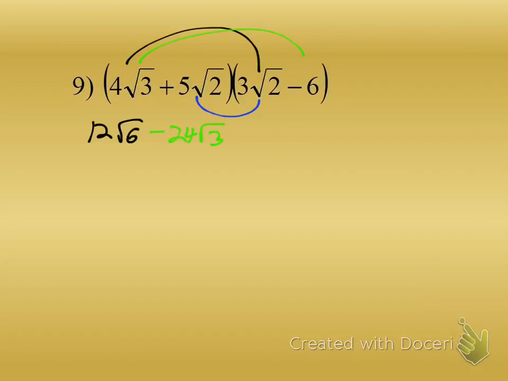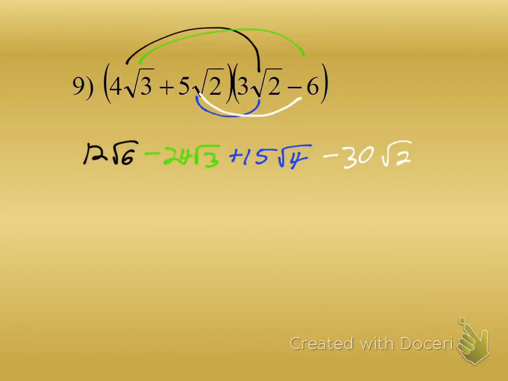So 5 rad 2 times 3 rad 2. So 5 times 3 gives me 15. Rad 2 times rad 2 gives me square root of 4. And now your last. So 5 rad 2 times negative 6. So positive times negative gives me negative. 6 times 5 gives me 30 square root of 2. Okay, let me move this down just a little bit. There we go, perfect.